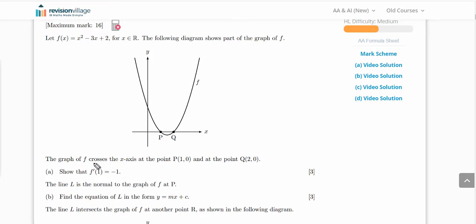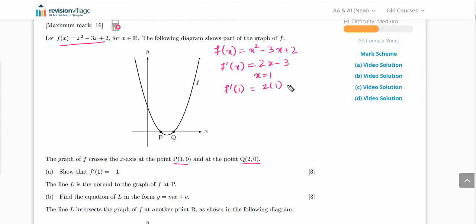The graph of f crosses the x-axis at these 2 points. Show that f dash of 1 equals -1. So it's quite simple. We just have to take the derivative of this function, and in the derivative we put x equals 1, and we should get -1 as the answer. So f of x is equal to x squared minus 3x plus 2. F dash of x will become equal to 2x minus 3. So now I'll put x equals 1. So f dash of 1 will become equal to 2 times 1 minus 3, that is 2 minus 3, that is -1. So -1, we got it.